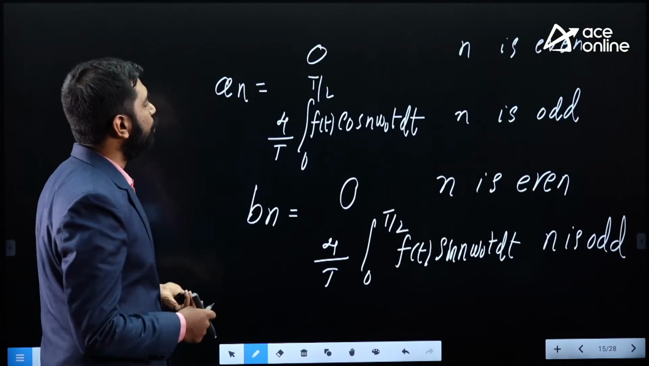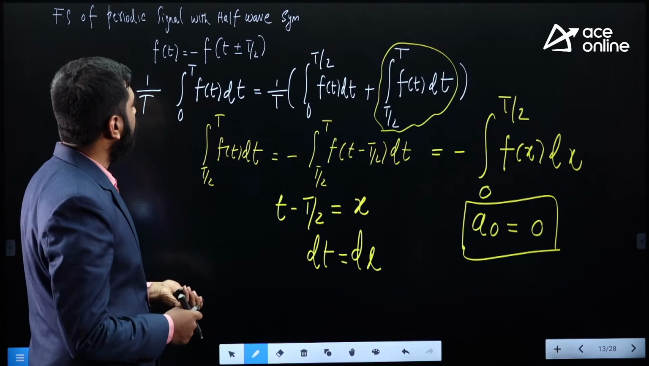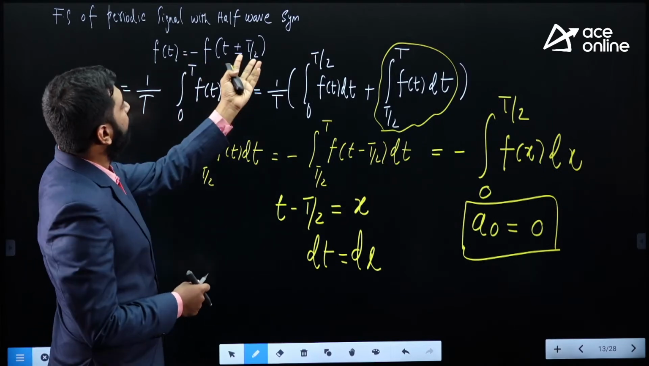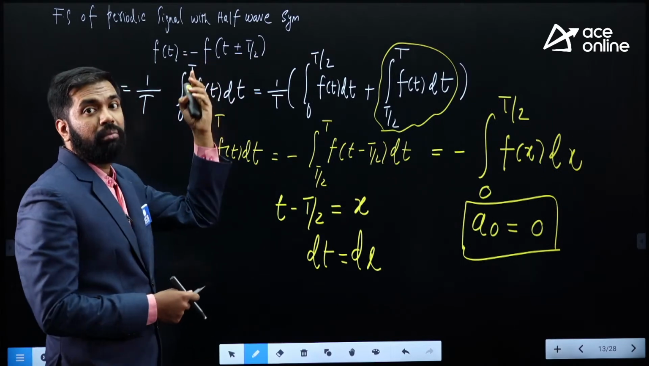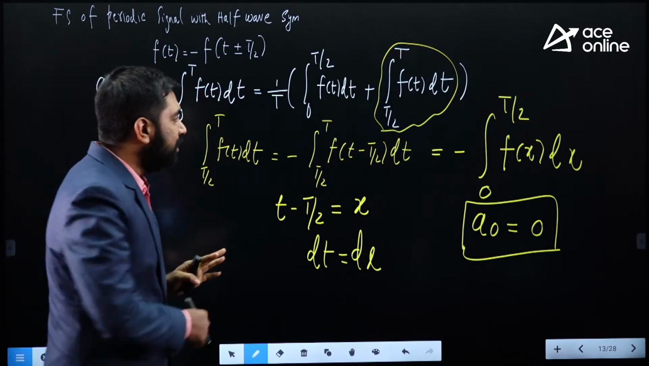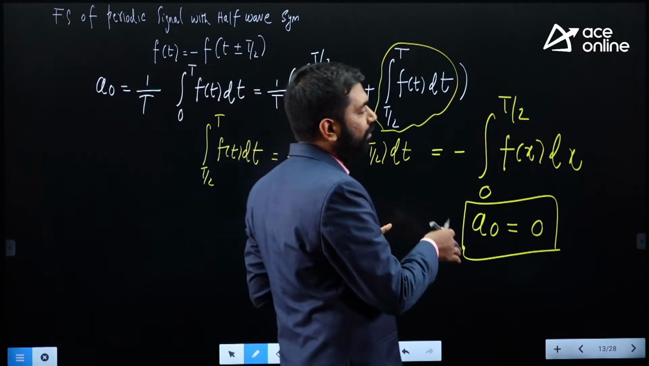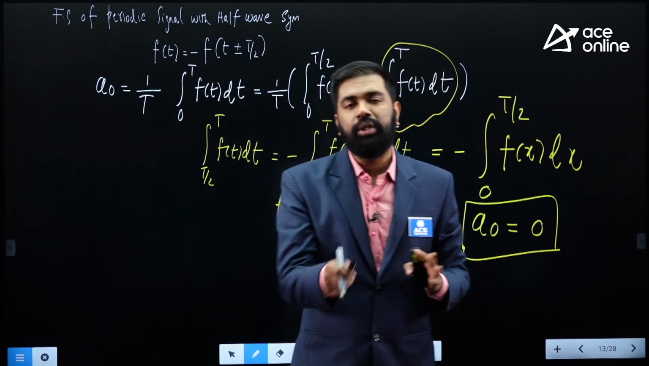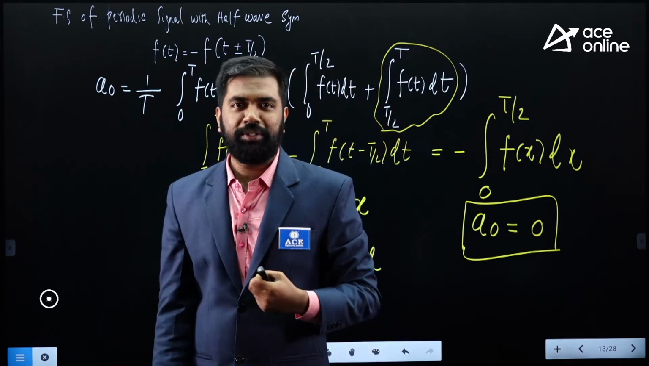Half wave symmetry deals with what? It deals with the shifting operation, as well as a rotation about the x-axis. I hope these examples, whatever we have discussed, will definitely help you in identifying the symmetries.